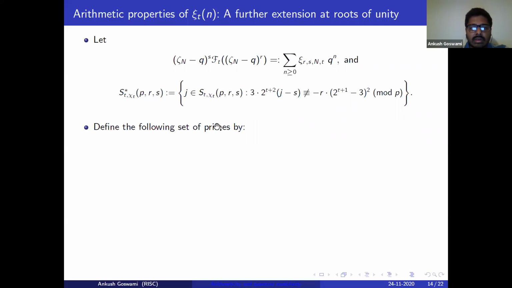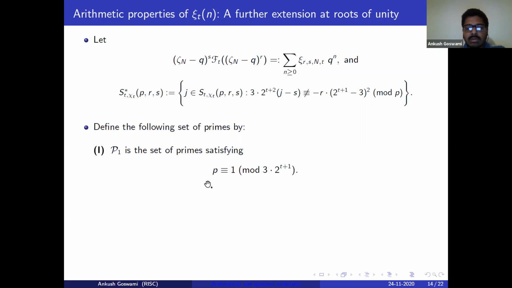Okay. And now for any t bigger than or equal to 2, our theorem does not hold true for all primes. So our theorems only hold true for certain families of primes. Let me first define these sets of primes. The first set of primes is denoted by P1, and it is a set of primes which satisfy the condition that p is congruent to 1 mod this thing.